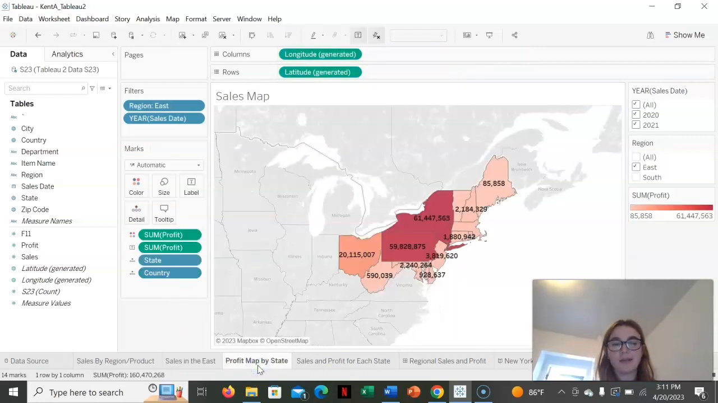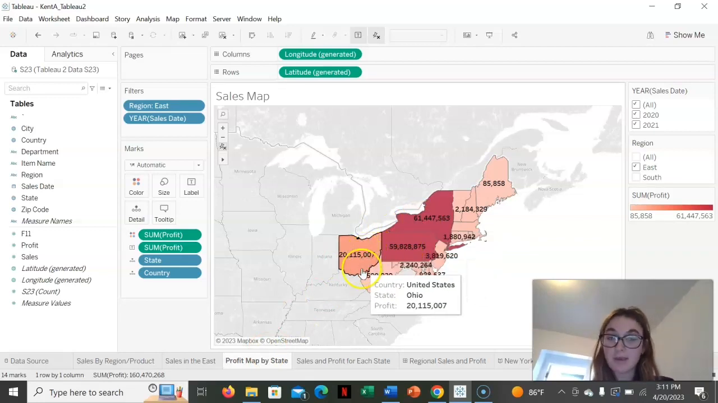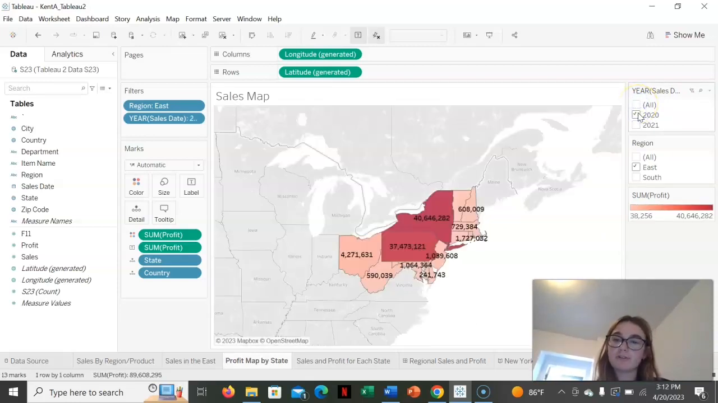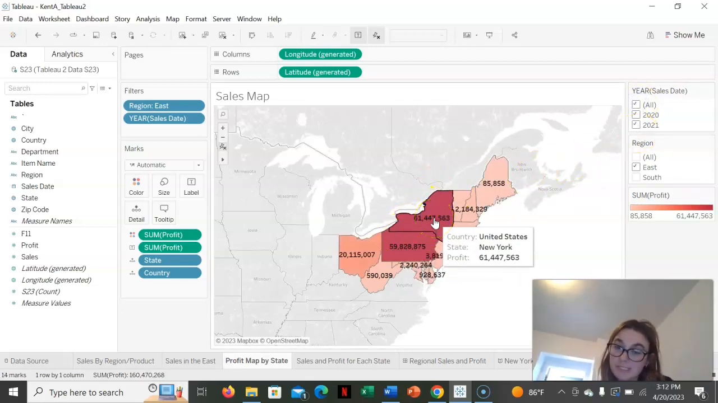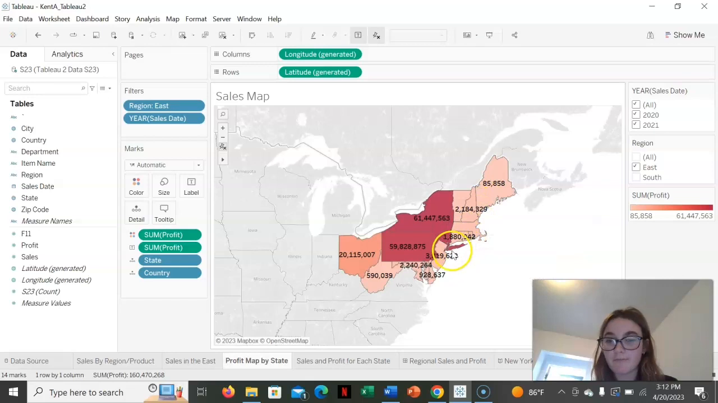And so next I created a profit map by state. And so this includes all the different states found within the East regions and their profits they made from all these different companies in the sales. And so here I was also utilizing the different filters by filtering out for 2020 and 2021. And so the one that sparked my interest was New York. It had the highest profits, and so I wanted to look further into that one. But as you can see, the darker shaded reds indicate that they have the highest profits, meanwhile the lower ones have the low profits.